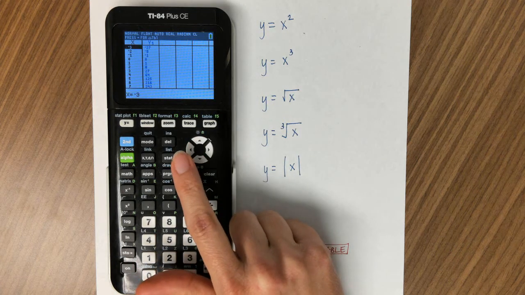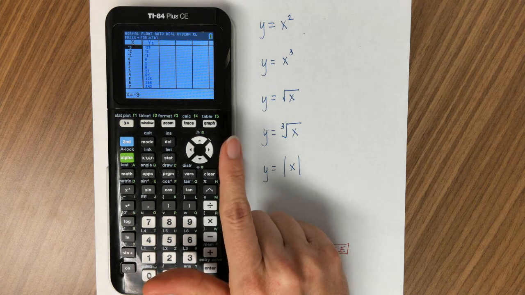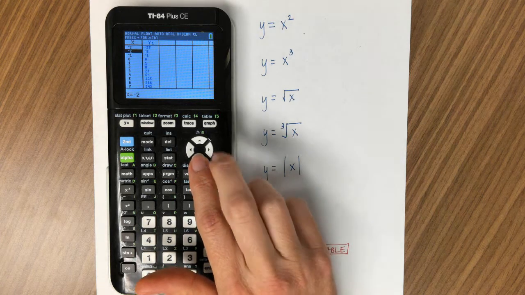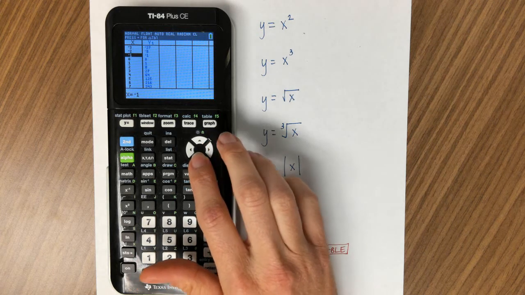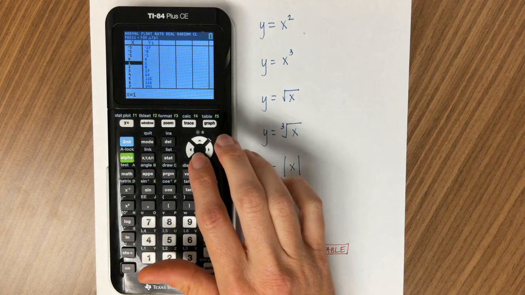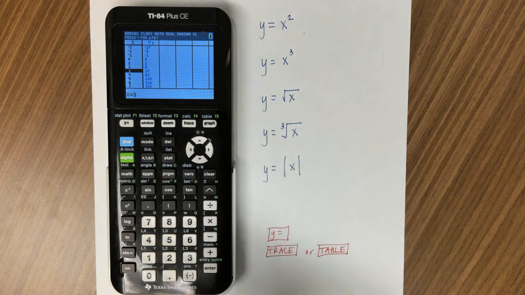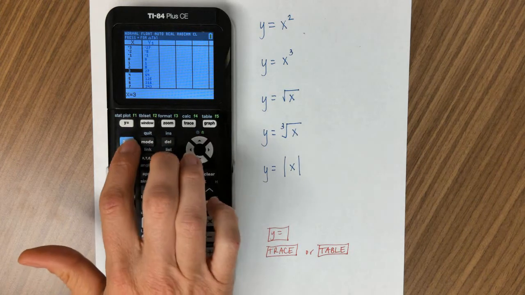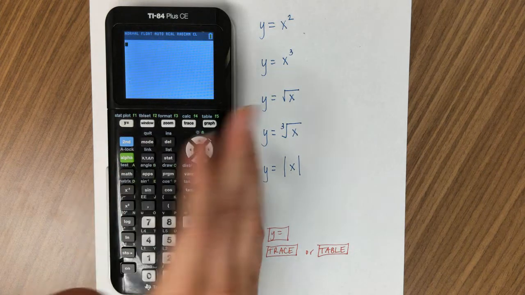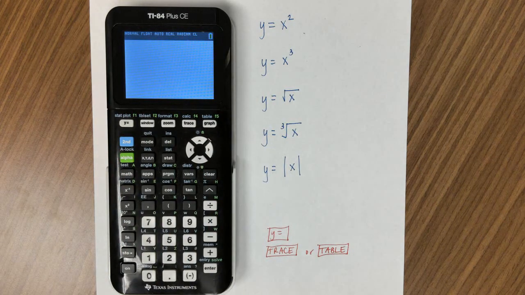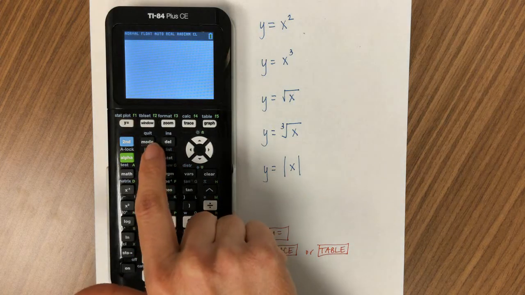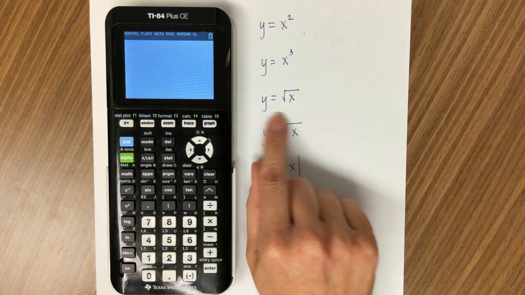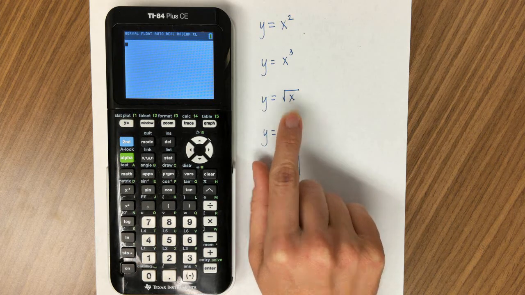So if x is -3, y would be -27. -3 cubed is -27, -2 cubed is -8, -1 cubed is -1, there's 0, 0, 1, 1, 2, 8, 3, 27, and so forth. So you can use your table or trace function to identify points. I'm going to press second and then quit to go back to the main home screen. So next, let's go ahead and graph this y equals square root of x function.